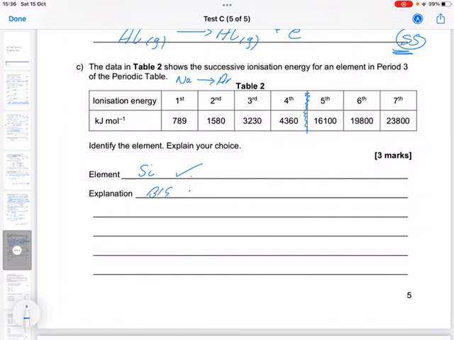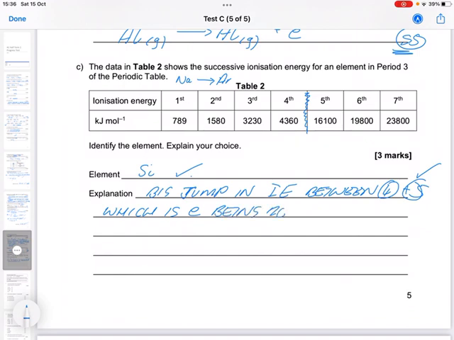So big jump in ionisation energies between 4 and 5 for the second mark, which is electrons or electron being removed from an inner shell or a shell that is closer to the nucleus for the final mark.